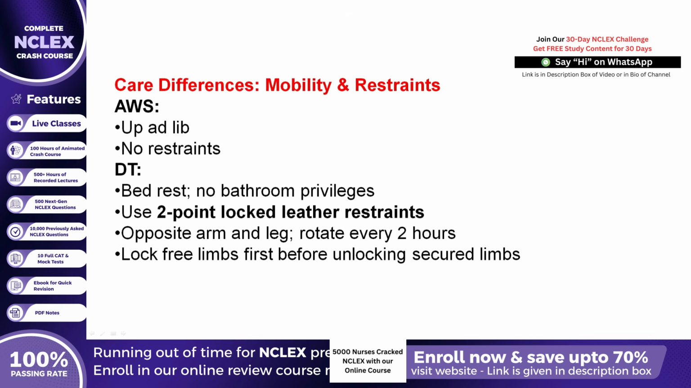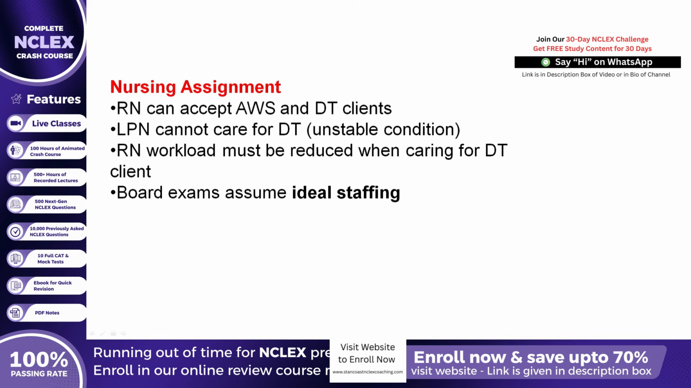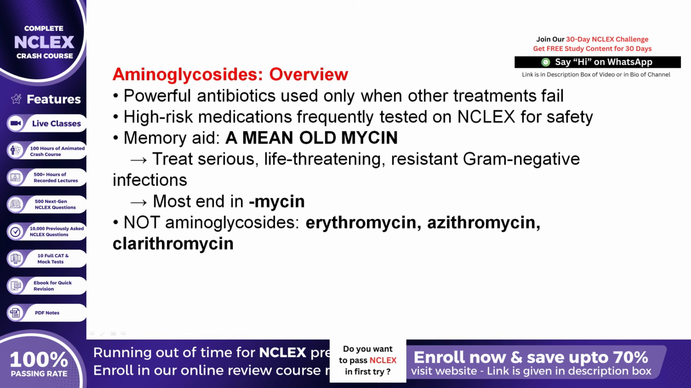Finally, let us look at the care differences between AWS and DT, starting with diet and room assignments. Clients with AWS can receive a regular diet, and they can stay in a semi-private room anywhere on the unit, reflecting their lower risk. In contrast, clients with DT must be placed NPO or on clear liquids because of seizure and aspiration risk, and they require a private room near the nurse's station for safety and close monitoring.